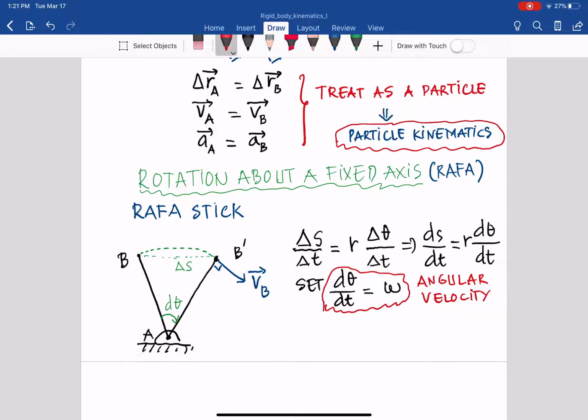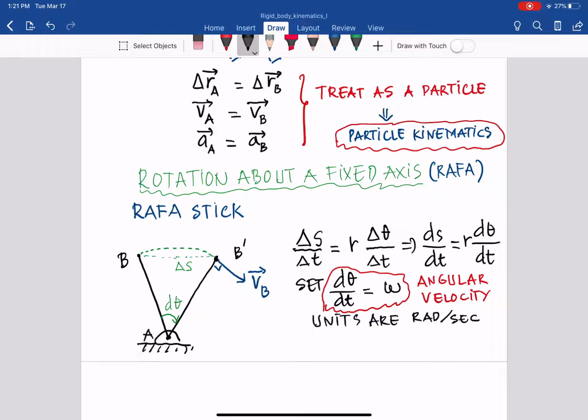Okay, and what is the unit of this angular velocity? The unit is radians per second. That is the unit of the angular velocity omega. So how can I solve it in here? You can see omega equals d theta over dt.